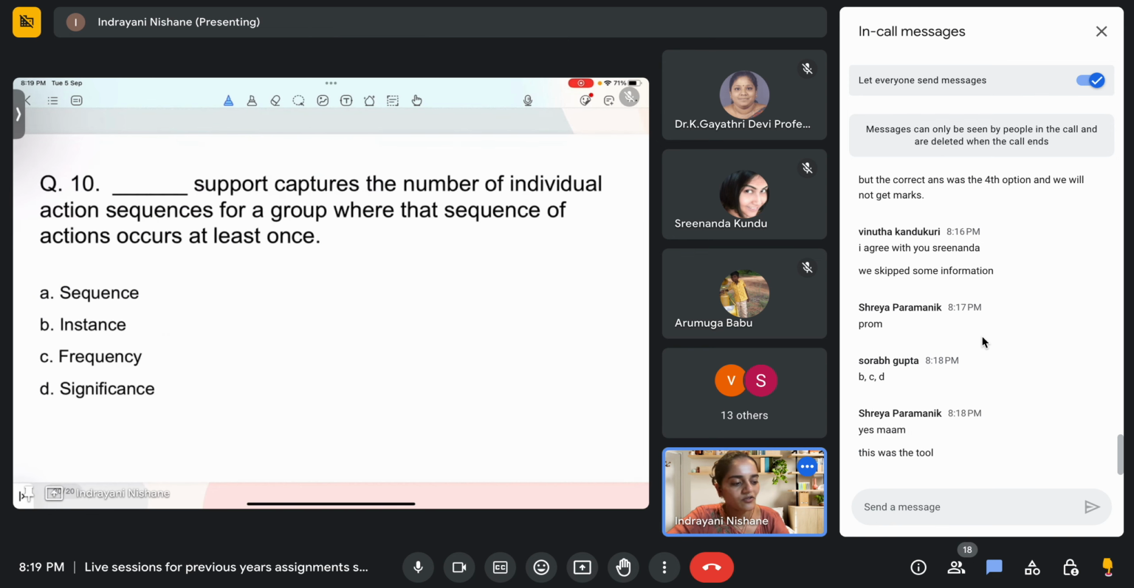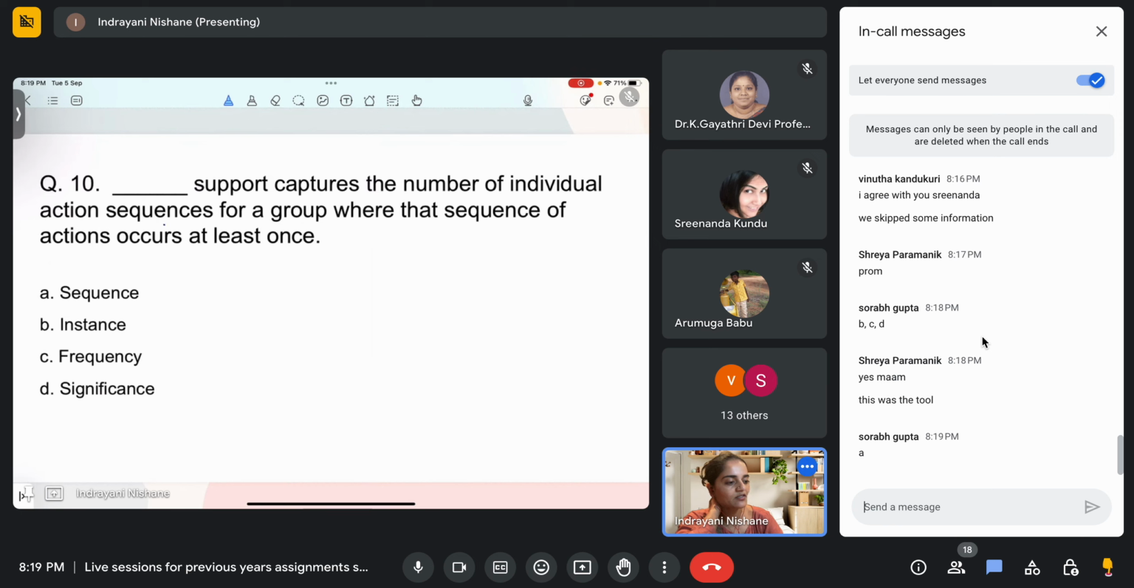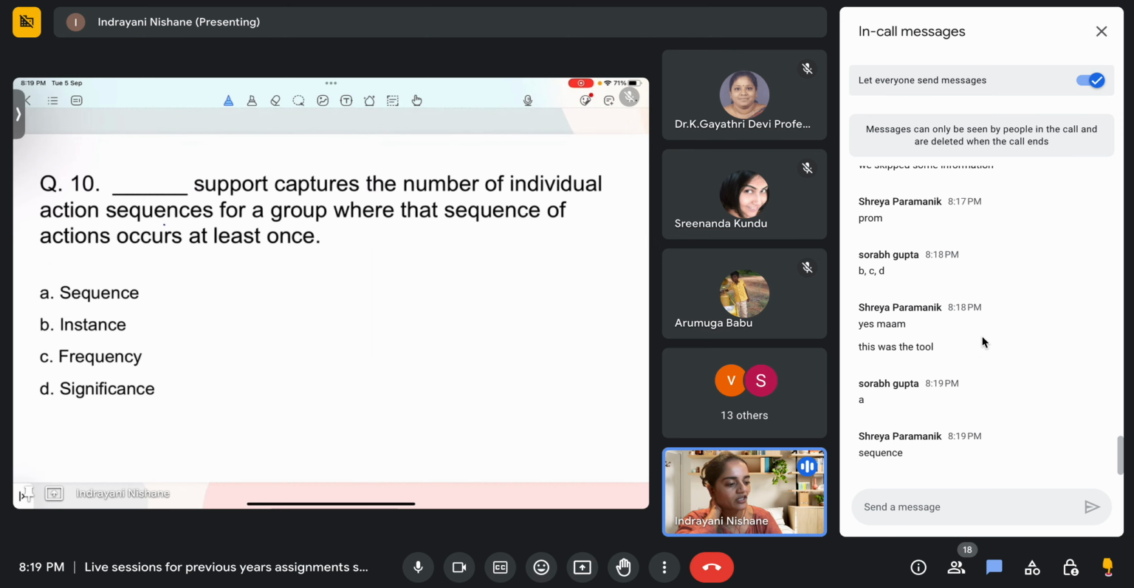Okay, so coming to the last question. The last question is a definition. Dash dash support captures the number of individual action sequences for the group where that sequence of actions occurs at least once. So that means we are counting the number of students, the number of students where that sequence of actions was observed at least once. So it is the definition of sequence support or S support. Option A is the correct answer.